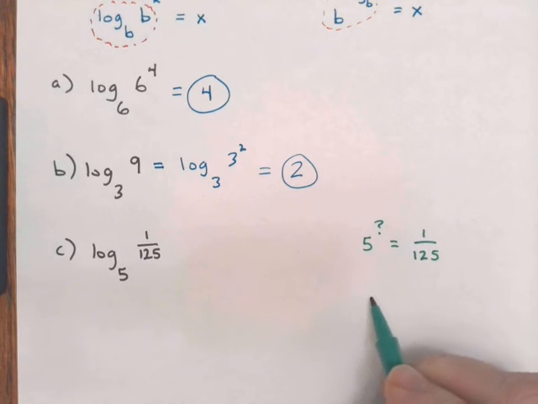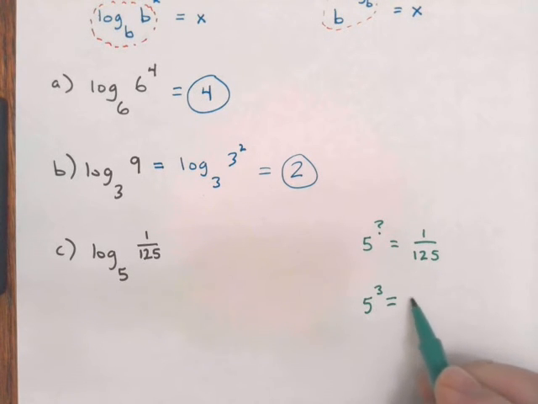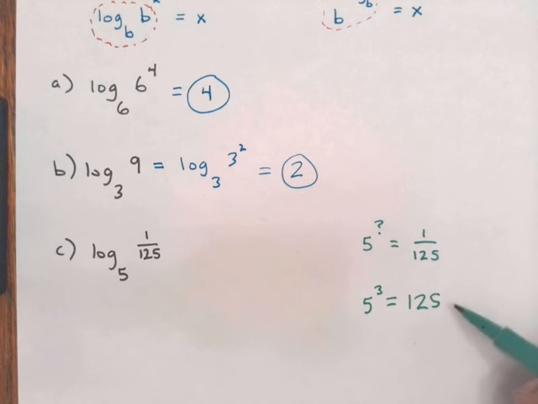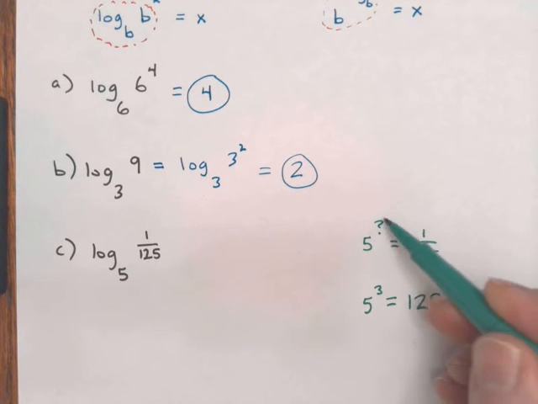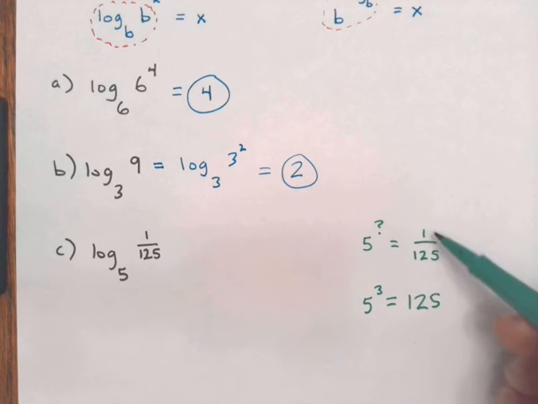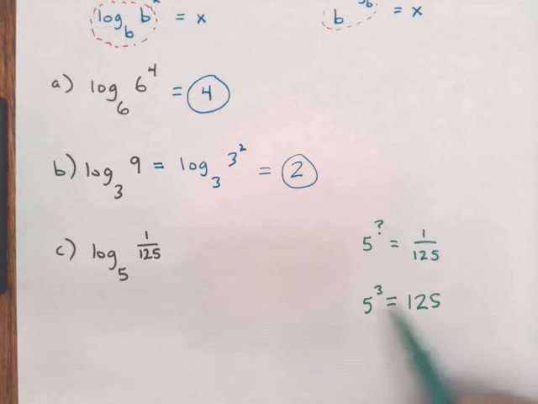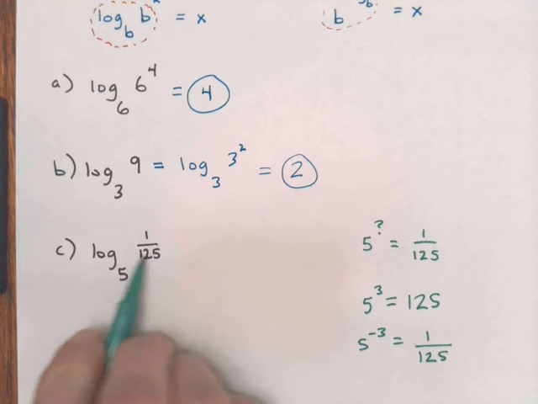Well, I do know that 5 to the 3rd power is equal to 125. So what that means is we would need a negative exponent here in order to get its reciprocal. 5 to the 3rd power is 125. 5 to the negative 3 power would be 1 over 125. And that is what we have here.